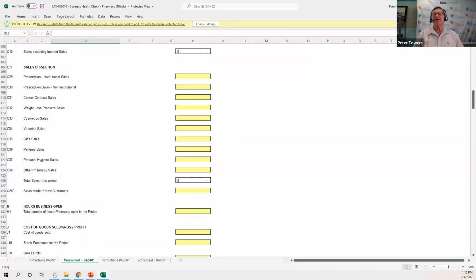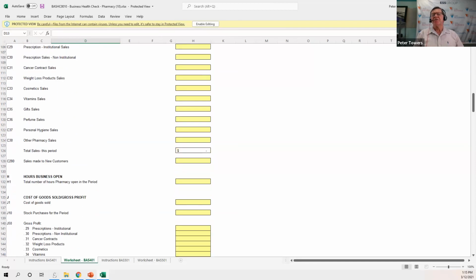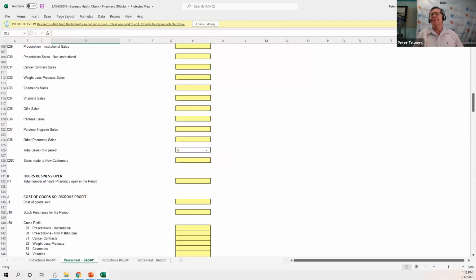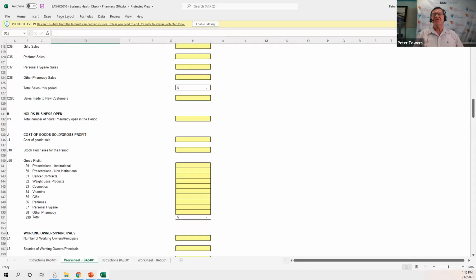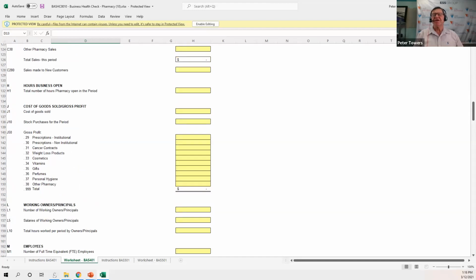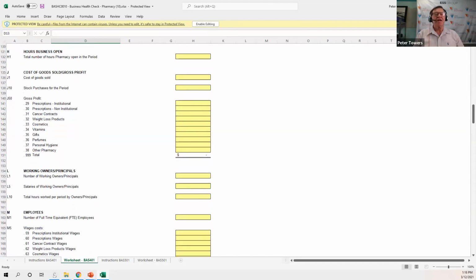And then we've got the sales dissection into the various departments that you normally find within a pharmacy. And you can add a few more if you want to. Hours the business was open. Cost of goods sold and gross profit, and then dividing that into the various departments so that we are going to be able to get gross profit percentage for each component of the business.